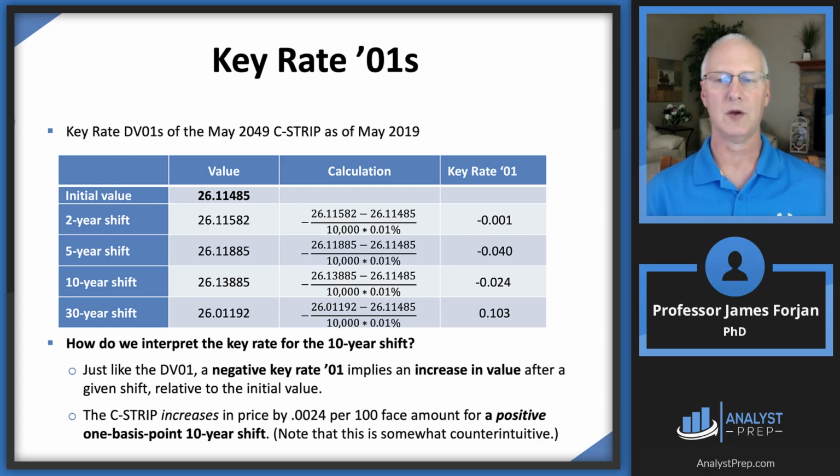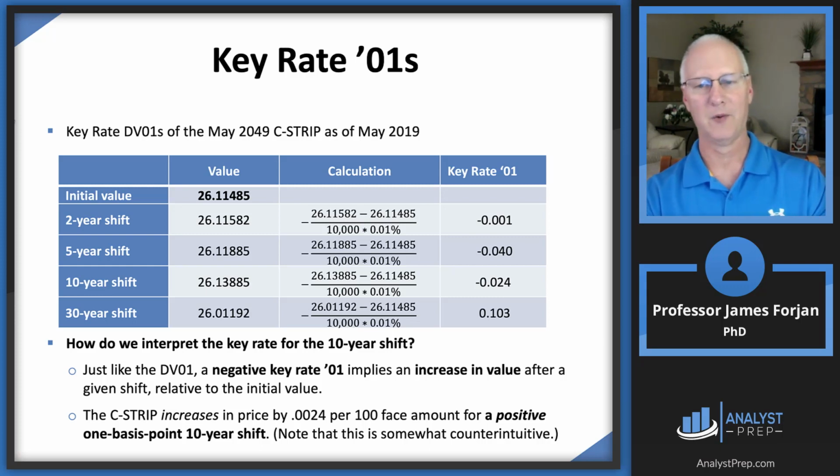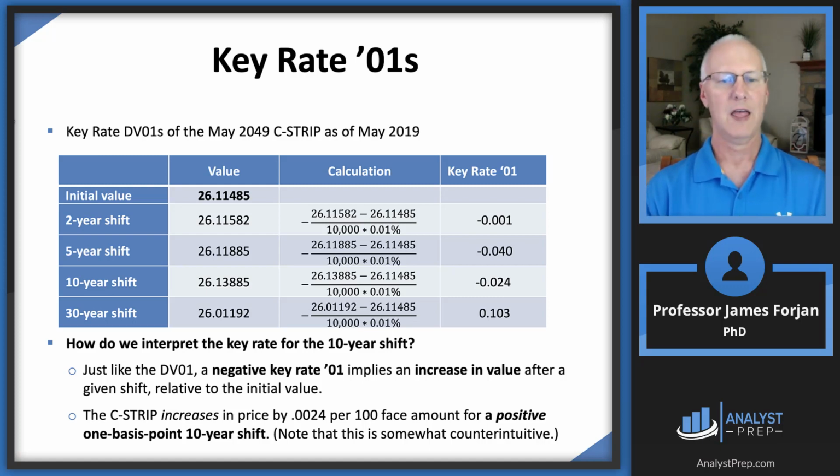And then notice that those first 3 are negative. And so this is what I was explaining to you in that previous slide. So look at the bottom block point right underneath the table. How do we interpret that key rate for the 10-year shift? A negative key rate 01 implies an increase in value after a given shift. And so this C-strip, this stripped security, increases in price by 0.0024 for a positive 1 basis point shift in the 10-year rate.